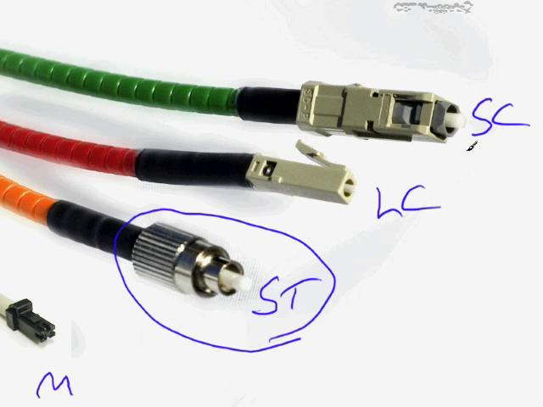Then we have the square connector type that we see here, and you can kind of identify that just because on the corners it's squared off. Okay, and then you have the Lucent type connector, which just has a little clip right here to help retain it into place.